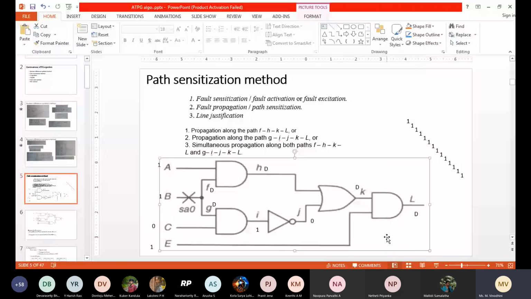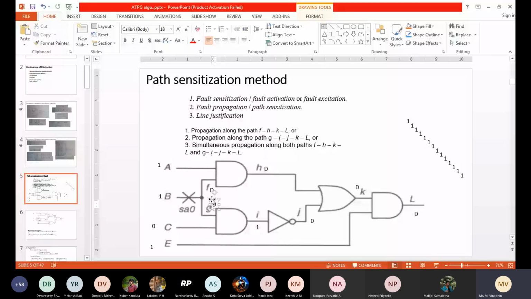Students, are you able to understand? Here I need 1. If I get 1 only, I will get J as 0. Is it possible to get 1? I cannot change this D because it is a fan out branch. Fan out branch purely depends upon the stem. In the stem, we have the fault. So this will be definitely D. I cannot change this. I can play with C because this is a primary input.